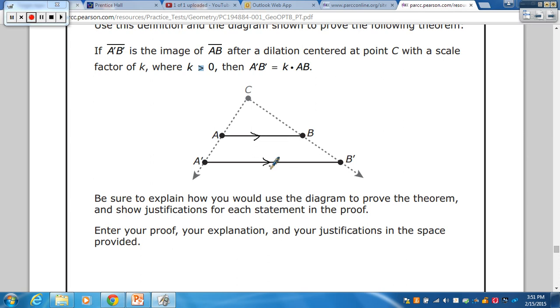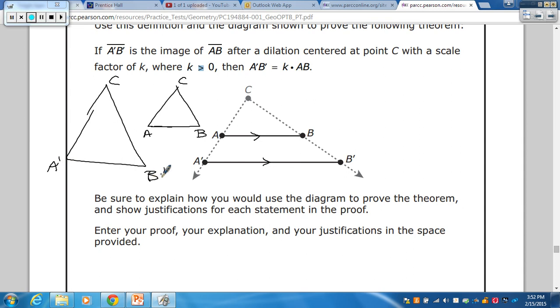Okay, that's going to be key for what we're going to be doing, because if you draw the two triangles separate of each other, you're going to want to make sure that you state that angle C is congruent to angle C by the reflexive property. And then I'd try to prove the two triangles to be similar.